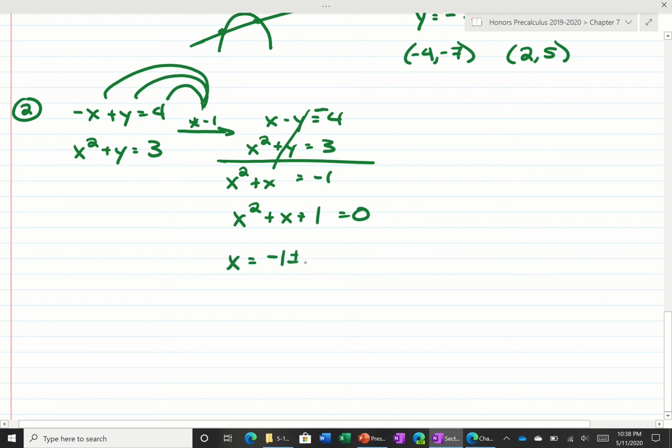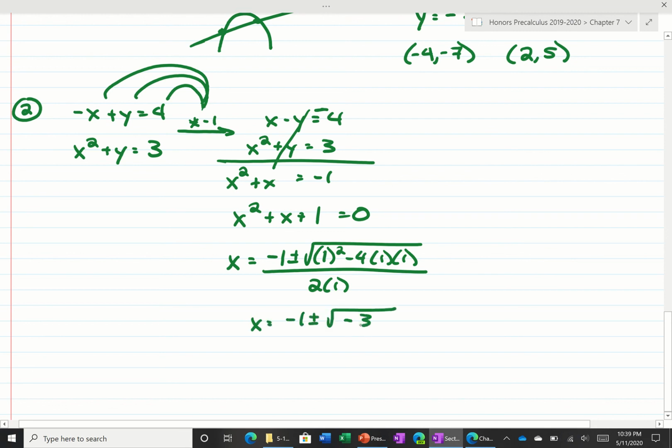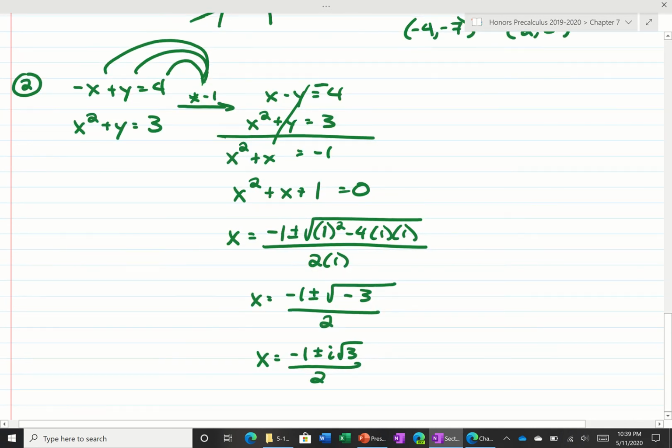Negative b plus or minus the square root of b squared minus 4ac all over 2a. And we get x is equal to negative 1 plus or minus the square root. 1 minus 4 is negative 3. So what this means is we get an imaginary answer for our x values, which means that there's no solution.